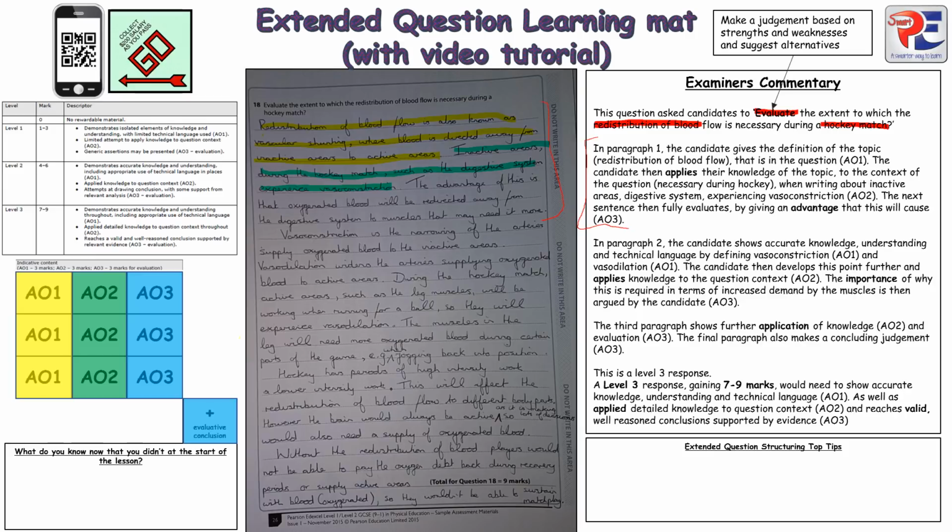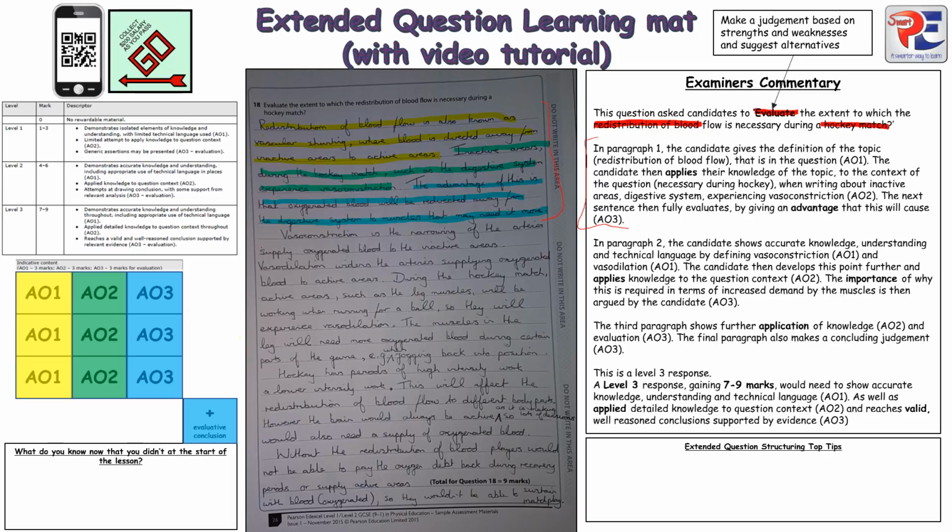And then the AO3 part is the final part of the paragraph. This is the part that shows that they are giving an advantage. That is one of the things you need to do when you're evaluating: give an advantage or a disadvantage. They're then giving an advantage that this might cause, and again they're linking that to hockey, which is in the qualifying words in the actual exam question.